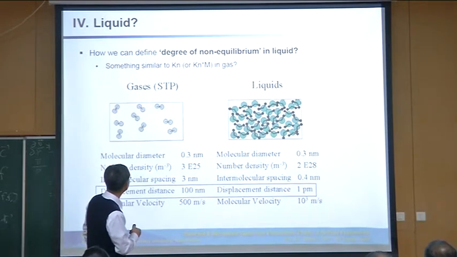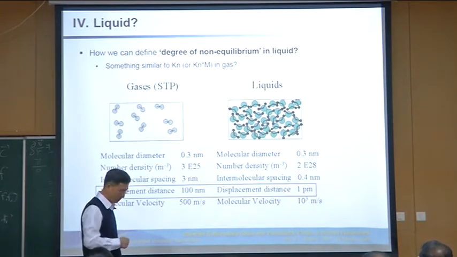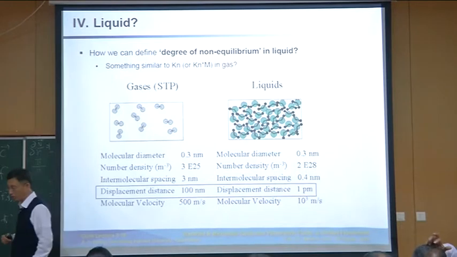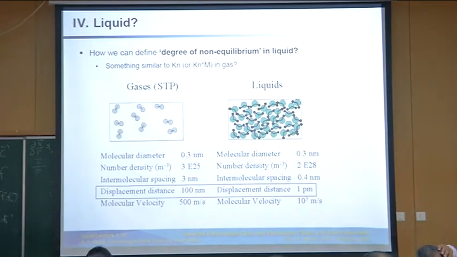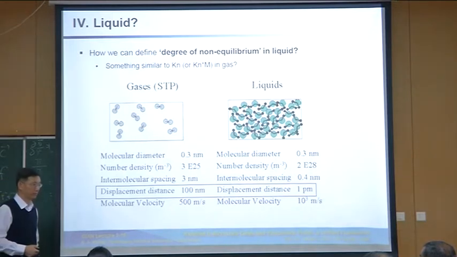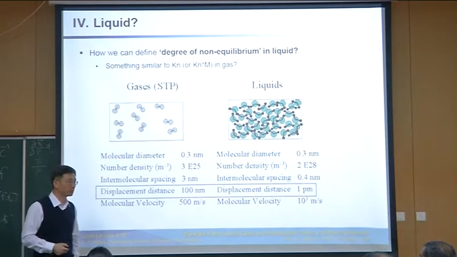Then the question is, in the case of gas dynamics, we have Knudsen numbers, or Knudsen number times Mach number. So they can serve as guidance. High Knudsen number means high non-equilibrium. And the question is, what kind of parameters can be defined for liquid? I didn't find the answers, but it can be researched.